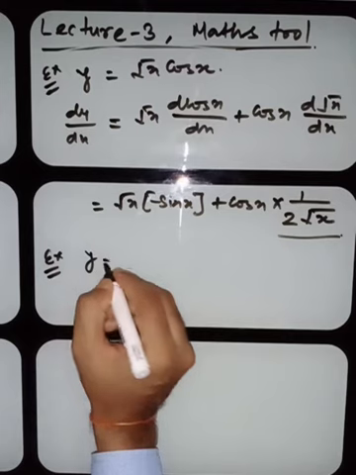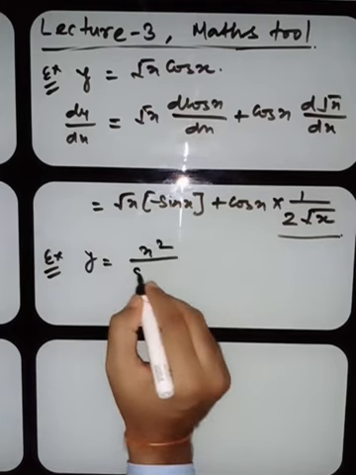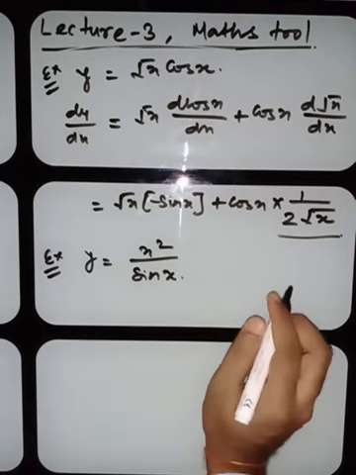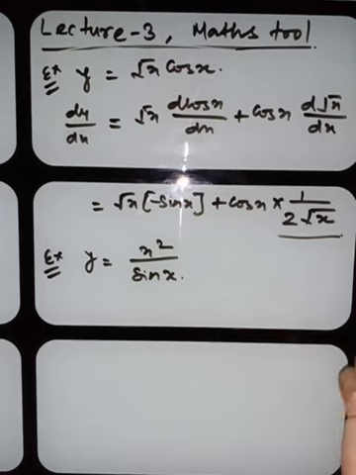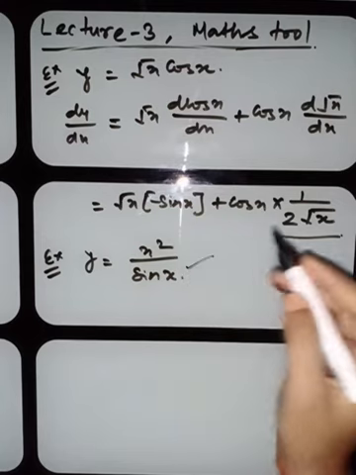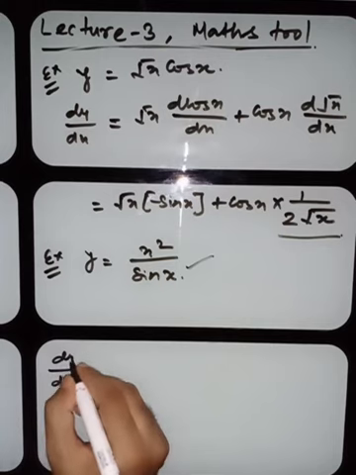Here y is x square over sin x. What will be the differentiation? Try to find out which formula you have to use. Yes, the formula for y equals u by v. That formula you have to use. So try to find dy by dx. Here the dy by dx.